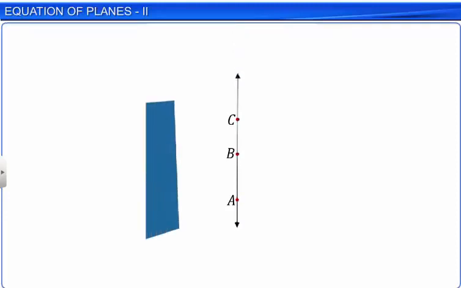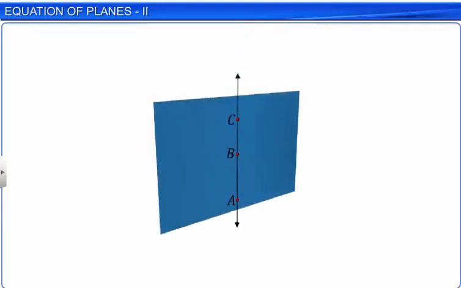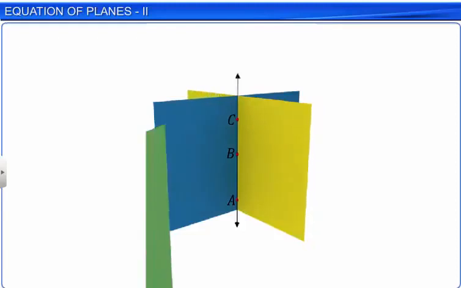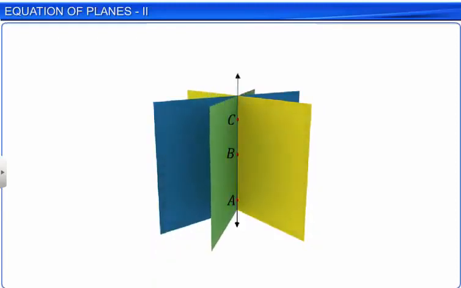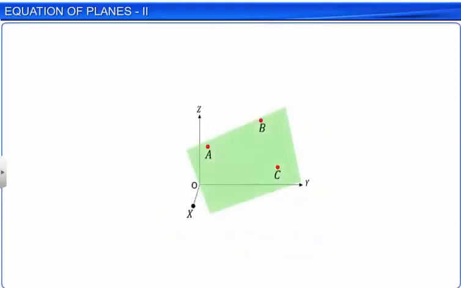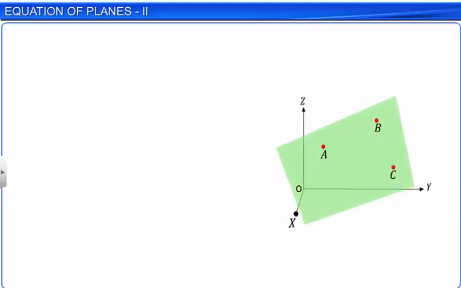Consider 3 points A, B and C in space. If points A, B and C are collinear, then an infinite number of intersecting planes can pass through them. Thus, we cannot determine a unique plane in this case. However, a unique plane can be determined if it passes through 3 non-collinear points.